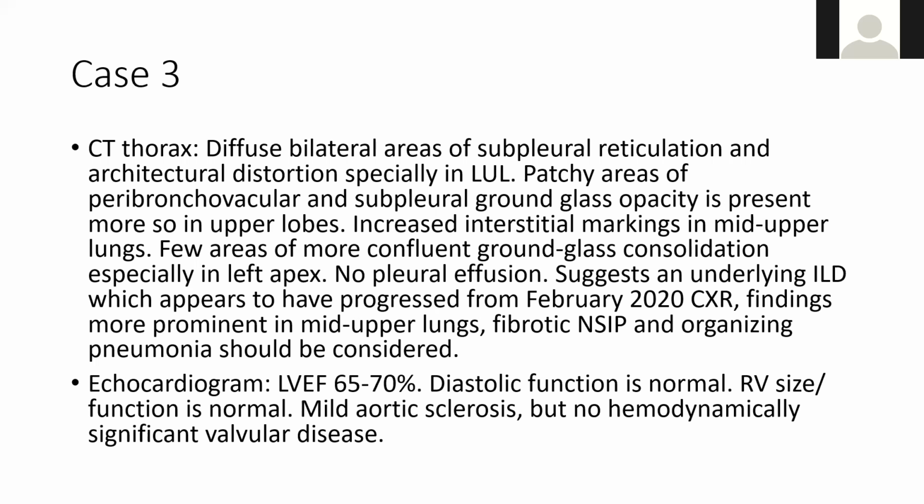She had a CT thorax, which was completed in hospital. I'll take a couple of minutes just to read through this, but essentially there were diffuse bilateral areas of subpleural reticulation and architectural distortion, especially in the left upper lobe, patchy areas of peribronchovascular and subpleural ground glass opacity, again, more so in the upper lobes, some increased interstitial markings in the mid to upper lungs, and a few areas of ground glass opacity or ground glass consolidation, especially in the left apex. So the radiologist's impression was that this suggests an underlying interstitial lung disease, which has progressed from a previous chest x-ray, and the radiologist was not in favor of this being pulmonary edema.